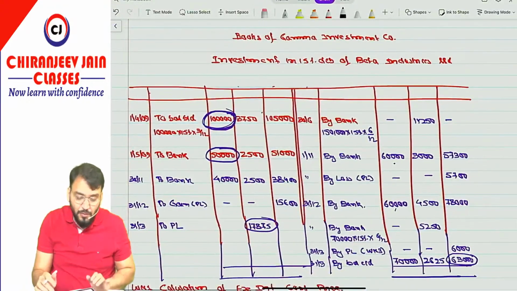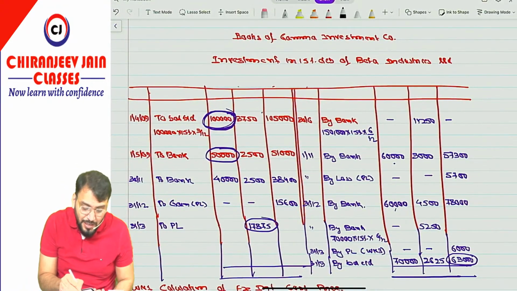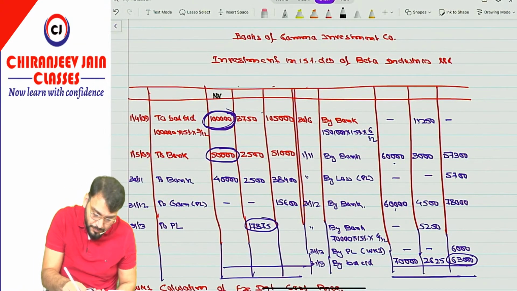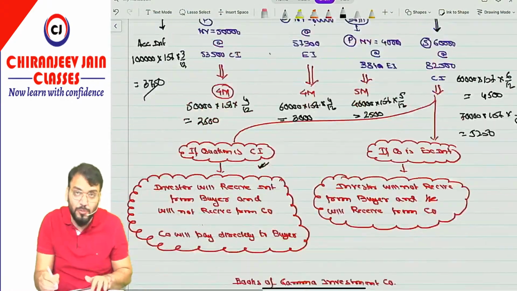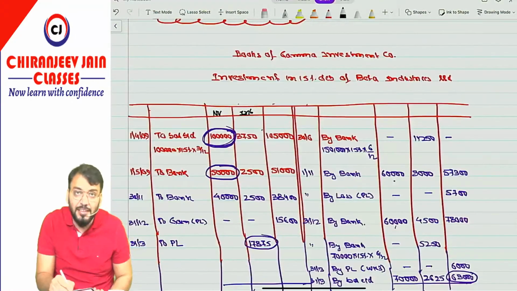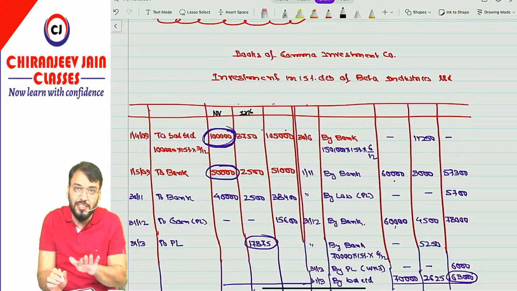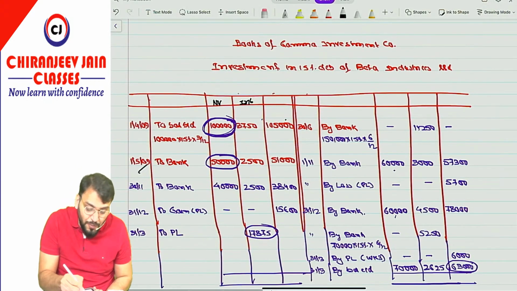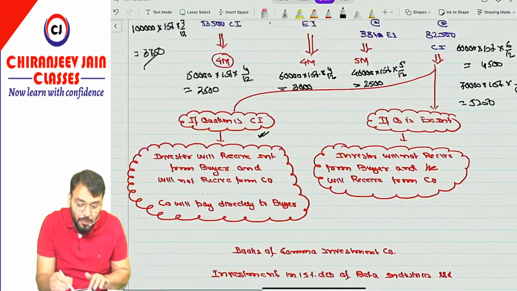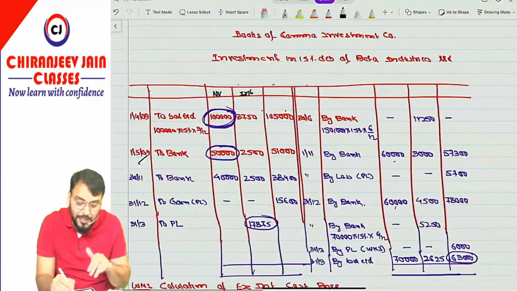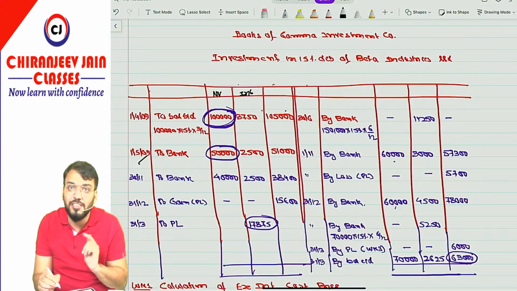So we'll prepare the account. First the opening balance: 1 lakh is the nominal value. Interest accrued was 3,750. Already we calculated that three-month accrued interest. And the cost price was 1,05,000, as given in the question. Then on 1/5 to bank, the nominal value is 50,000. We already calculated the interest of 2,500 paid. Only ex interest cost price remains to be calculated.